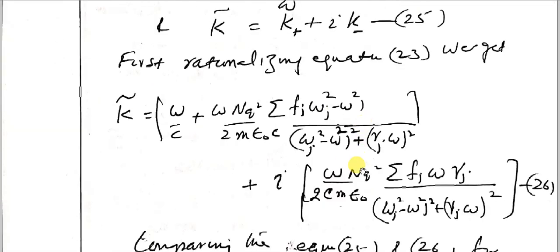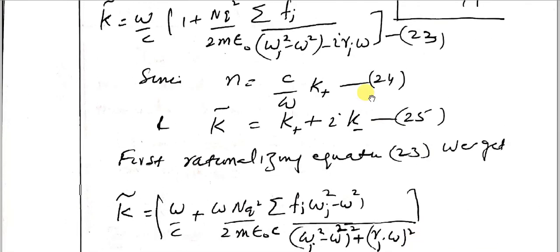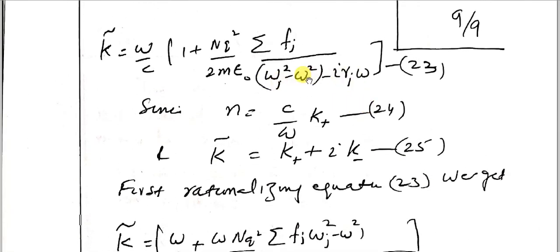So multiplying and dividing this part, if this is minus, we multiply it with omega j square minus omega square plus i gamma j omega. So we multiply and divide this term to rationalize it. After rationalizing, we multiply the old terms and get the real and imaginary parts separate.